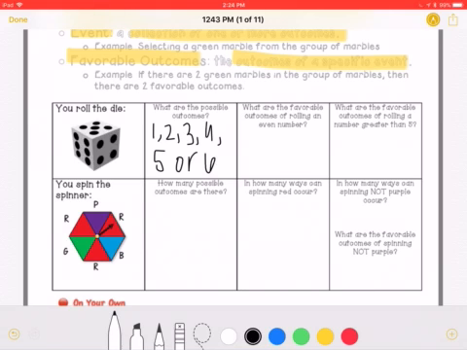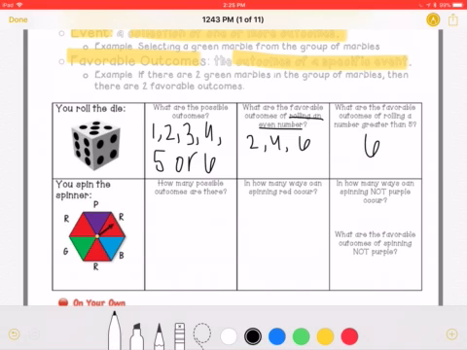What are the favorable outcomes of rolling an even number? So out of all those possible outcomes, which ones are even? Well, that would be 2, 4, and 6. And then what are the favorable outcomes of rolling a number greater than 5? So again, looking at all the possible outcomes, which of those outcomes are greater than 5? Well, if there's just one, that would be 6.